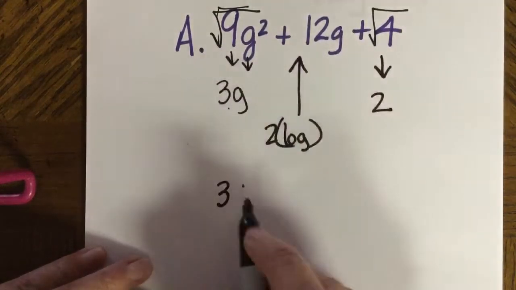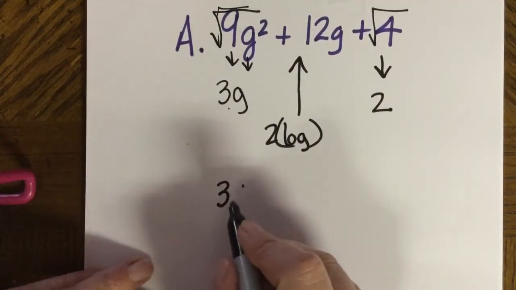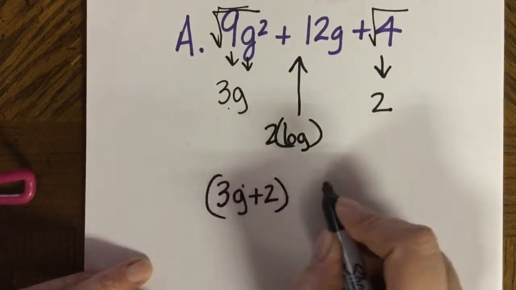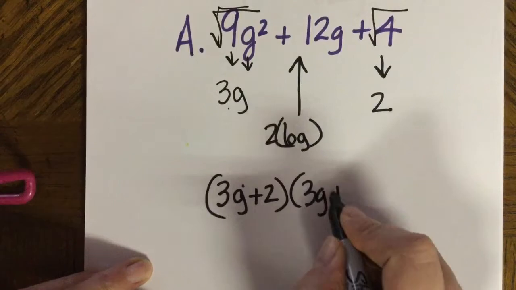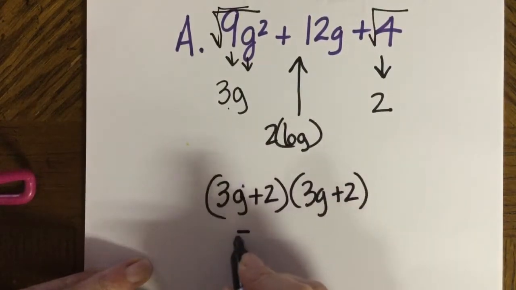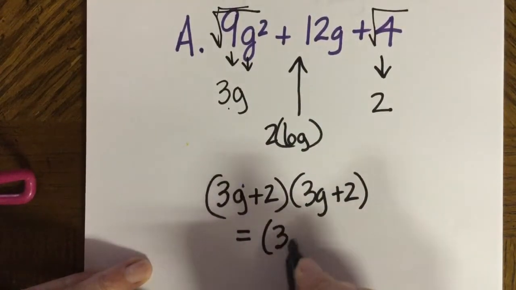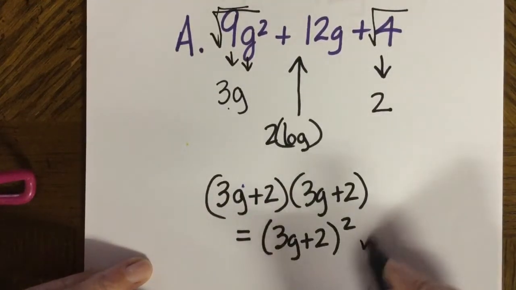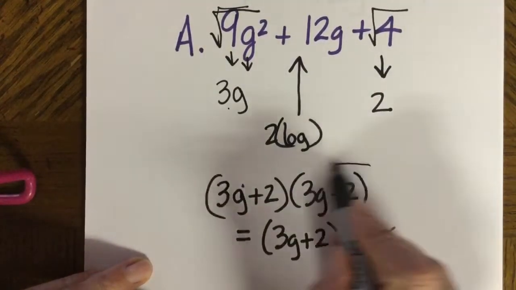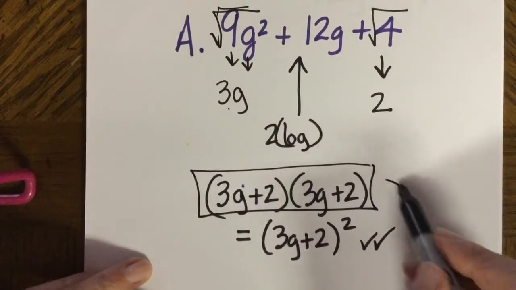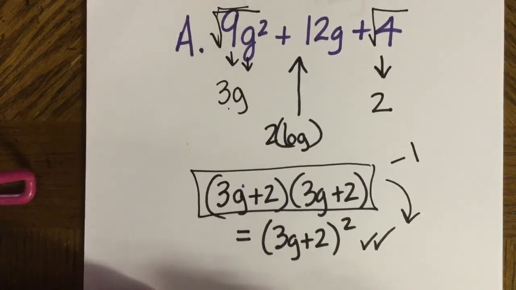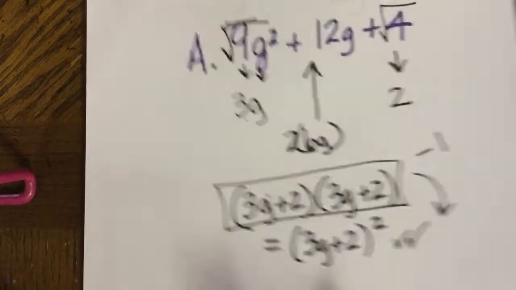So the factors of 9g squared plus 12g plus 4 are 3g plus 2 times the quantity 3g plus 2, which simplified is going to be written as 3g plus 2, the quantity squared. This is the way that I want you to write them. This can be simplified into this. This will give you -1 on a test. Okay? Let's look at another example.